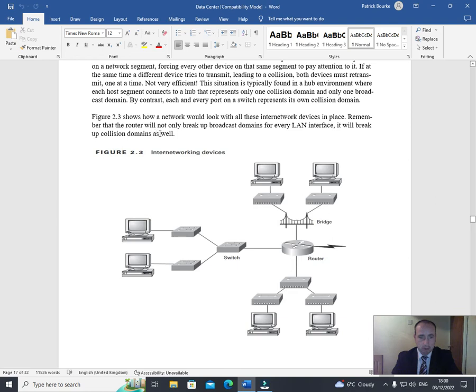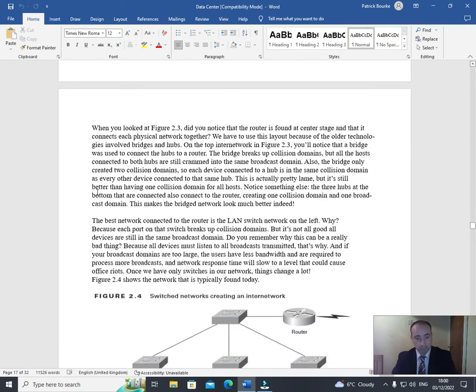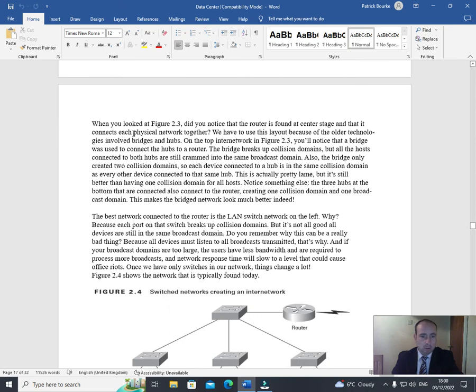Remember that the router will not only break up broadcast domains for every LAN interface, it'll break up collision domains as well. When you looked at figure 2.3, did you notice that the router is found at center stage and that it connects each physical network together? We have to use this layout because of the older technologies involved, bridges and hubs.